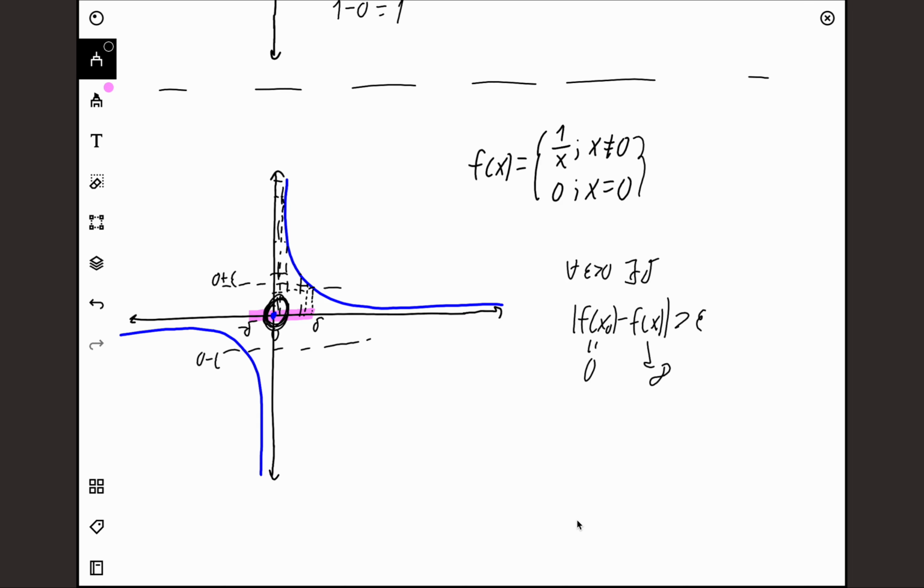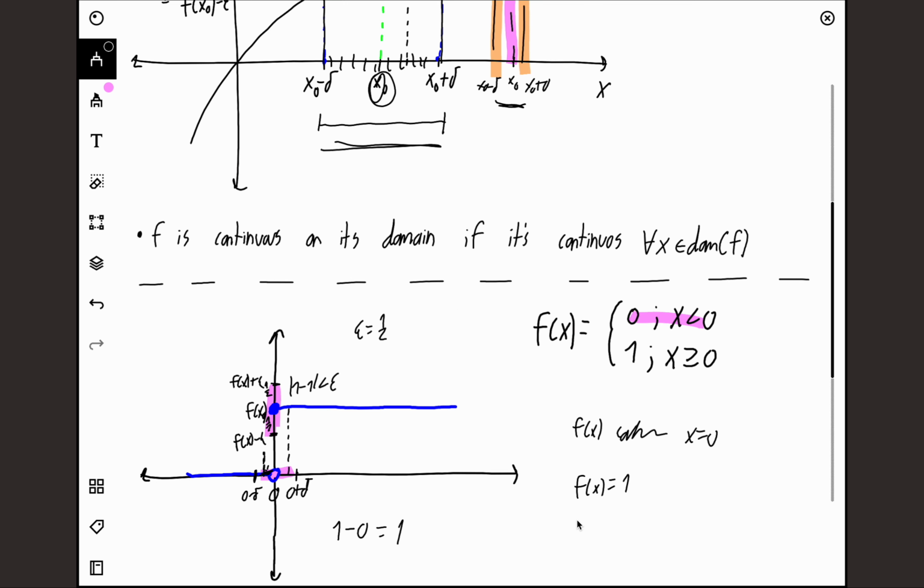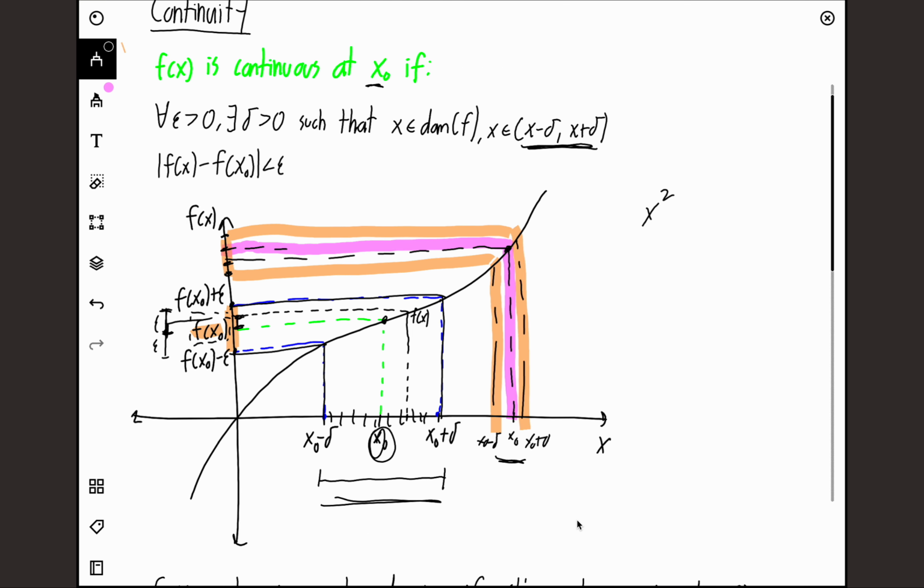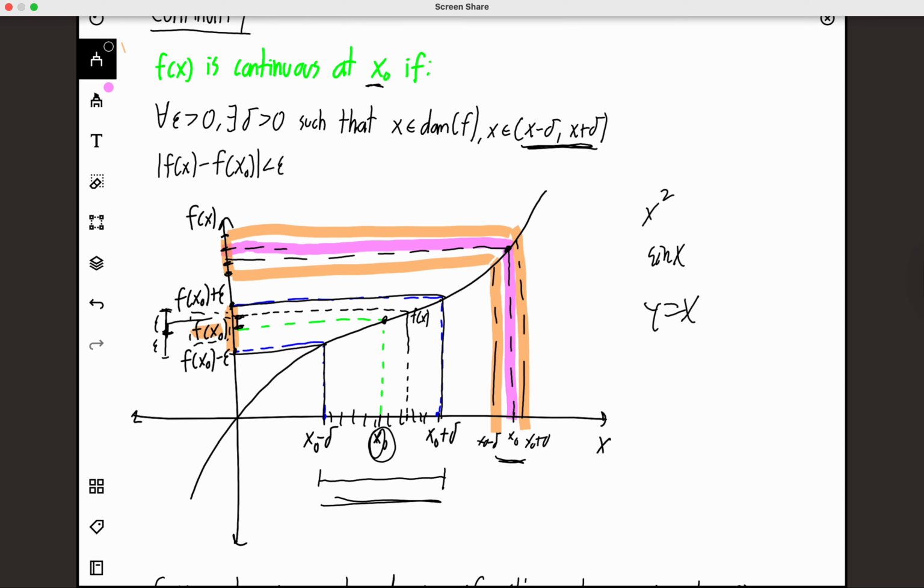And yeah, that's basically the definition of continuity. Most functions, like x squared, sine x, all these functions are continuous. Y equals x is continuous, but some functions aren't. And that's basically it.